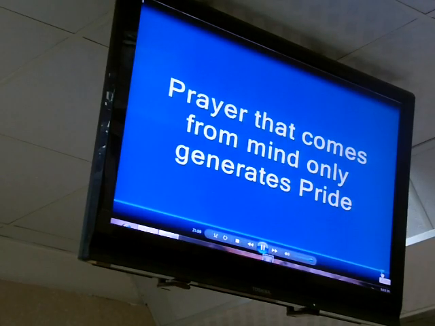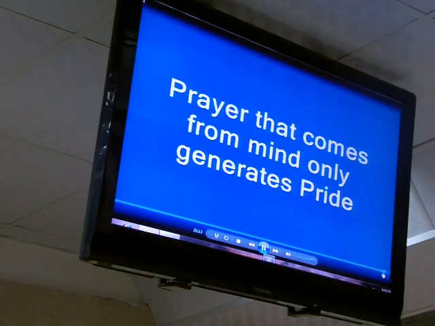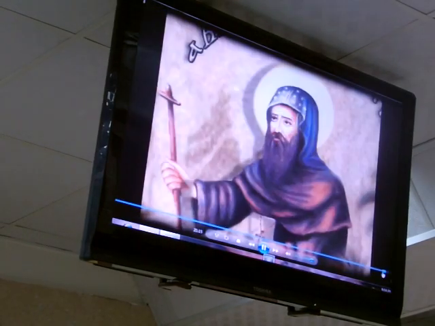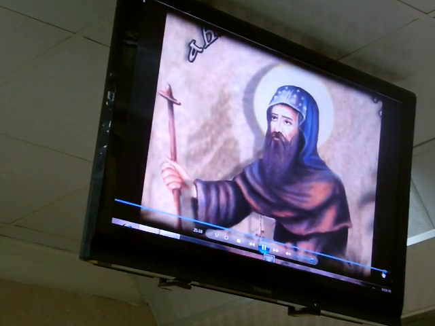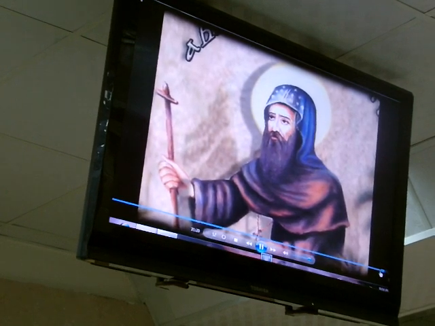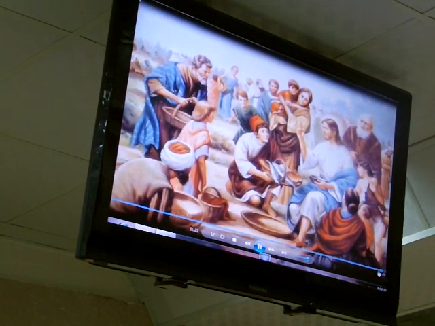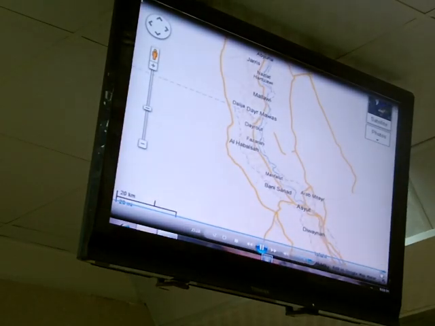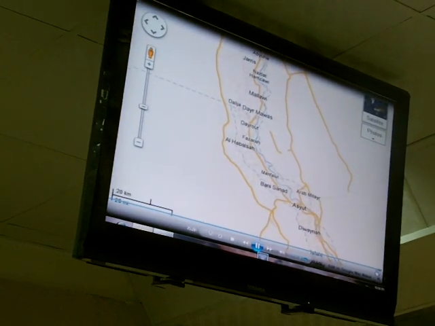He says that the prayer that comes from mind only generates pride. And his life became blessed. And when famine was in Asyut, what happened?